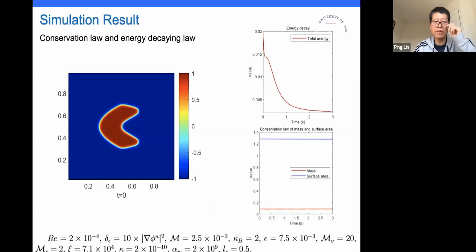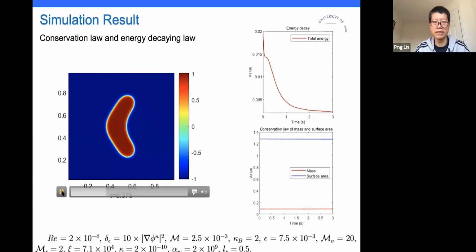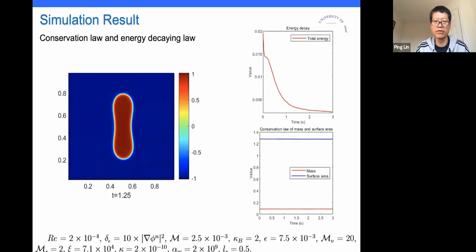Let me just quickly show the computations. We consider some verification examples. You bend this vesicle and then you free it, so there's no external force acting on it, and the energy is going to be dissipated. You can see our energy dissipation here, and you see the mass conservation and the surface area conservation of this model. So basically, that's the motion of this vesicle.